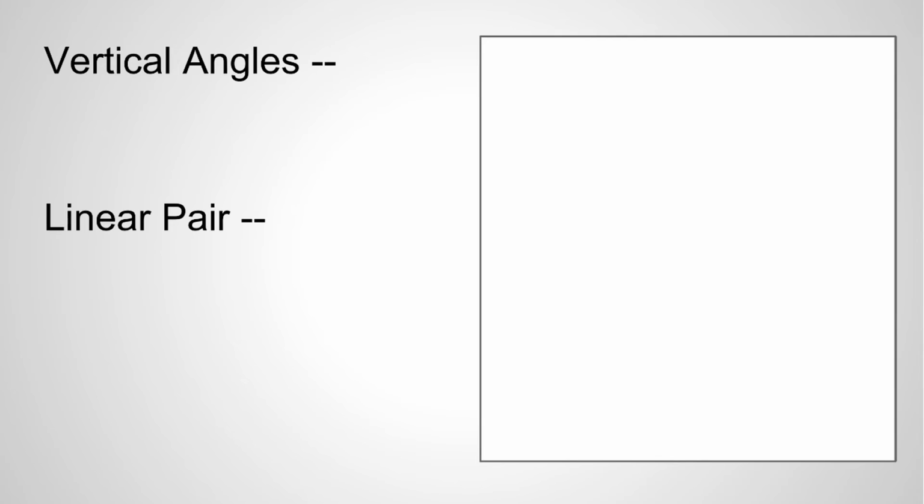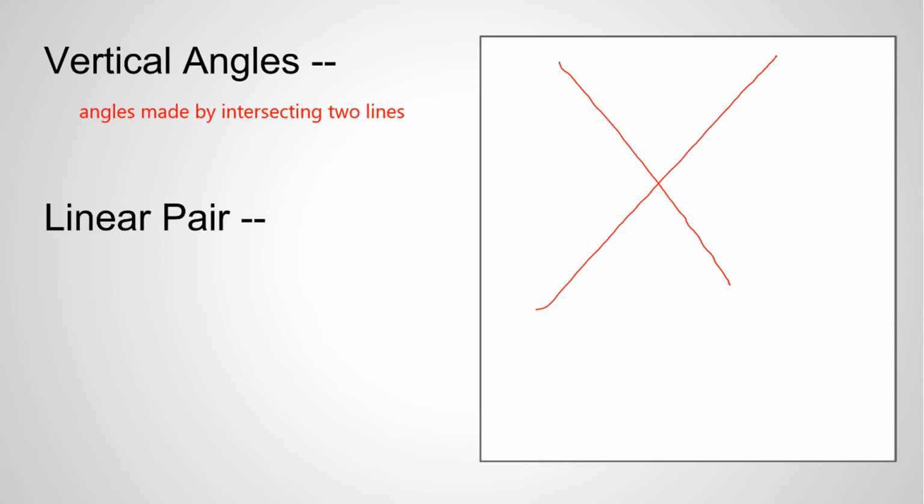The last pair of angles that we have are vertical angles, and also very similarly a linear pair. Vertical angles are angles made by intersecting two lines. So here's our example right here. We have two lines, and the vertical angles are actually the two opposite angles. So this one here and the one on the opposite side there. That's one pair, and then the other pair of vertical angles would be the left and right one. So those are your vertical angles.